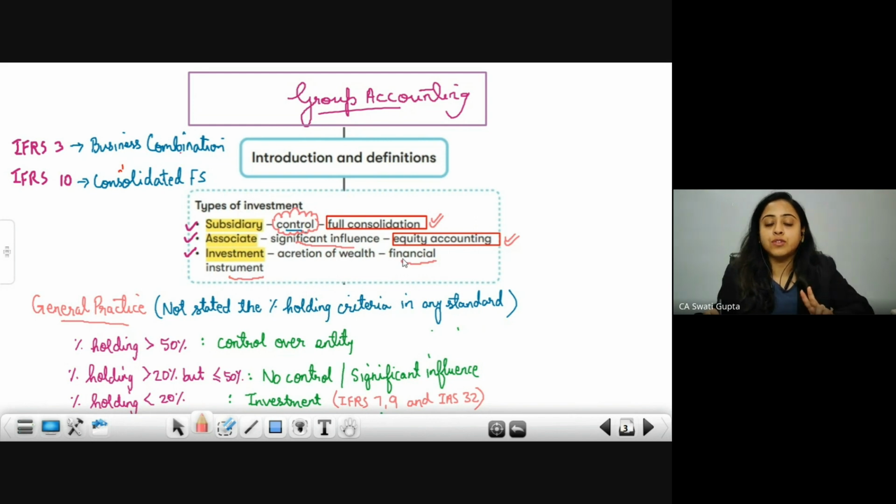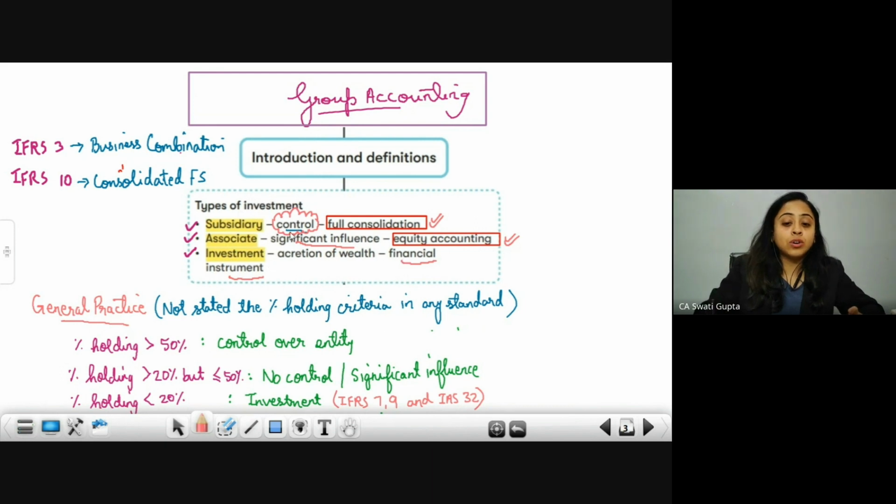So if control exists, you'll say it's a parent and subsidiary relationship. If significant influence exists, then it's a parent and associate relationship. If there is only an investment done, which does not determine either control or significant influence, then in that case, you will treat it as an investment. If it's a subsidiary, you go ahead with the full consolidation method. If it's an associate, you go ahead with the equity method of accounting. If it's an investment, then you have to apply financial instrument standards.